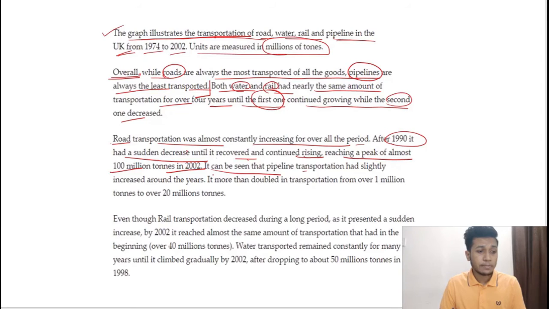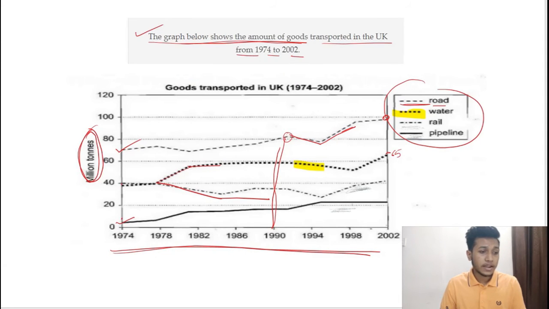It can be seen that pipeline transportation had slightly increased around the years. It more than doubled in transportation over 1 million tons to over 20 million. First it was at 1 million tons and then finally it rose to 20 million tons. So this is the increase that I mentioned.